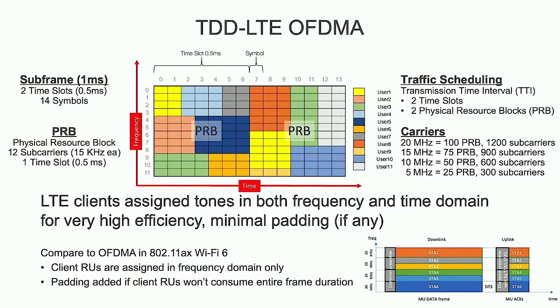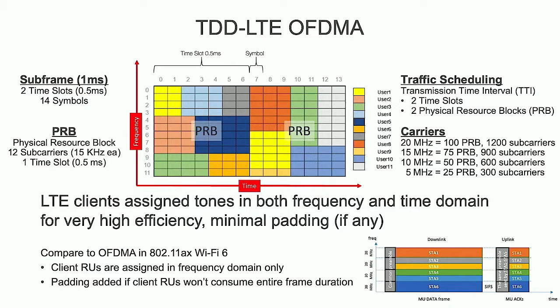And so the comparison here, if you're familiar with Wi-Fi 6, is that for an RU, we assign only a subset of frequency subcarriers for a frame duration. In LTE, it's both a number of subcarriers and a given time within that frame. And then we can switch those subcarriers to a different user as well.